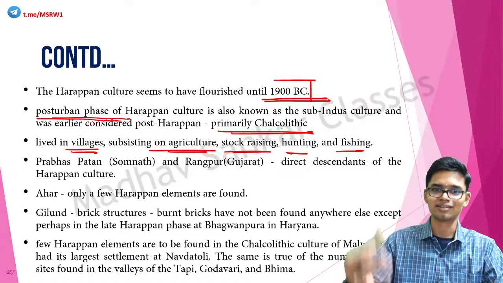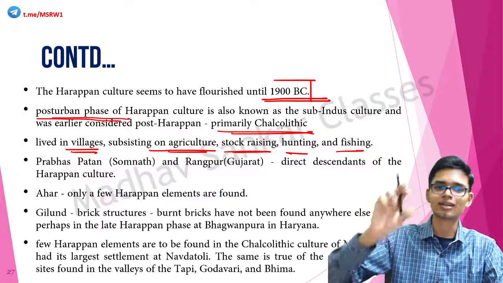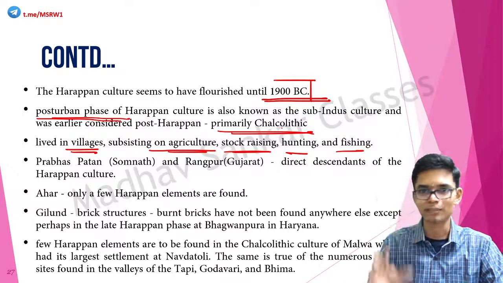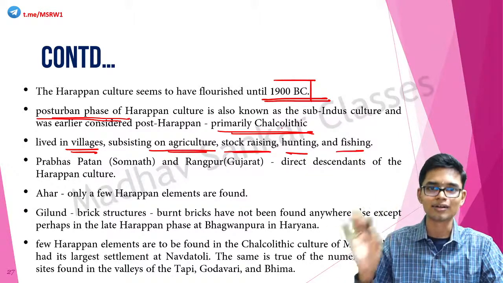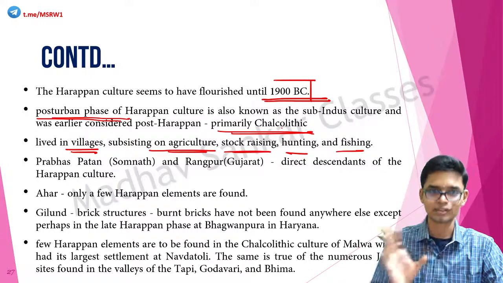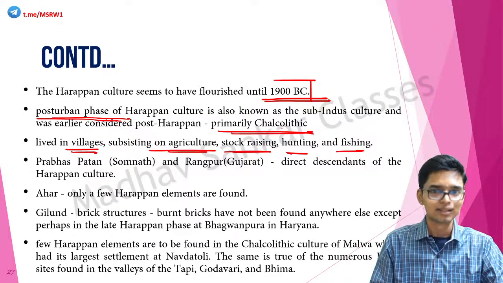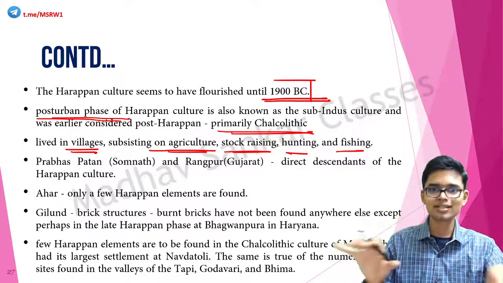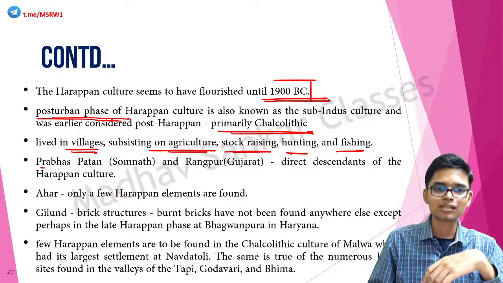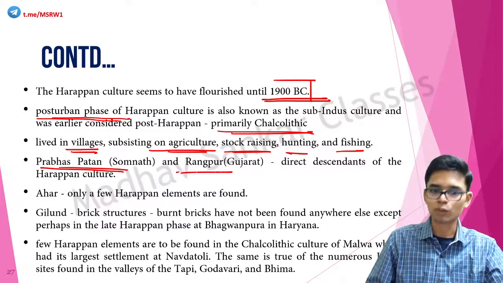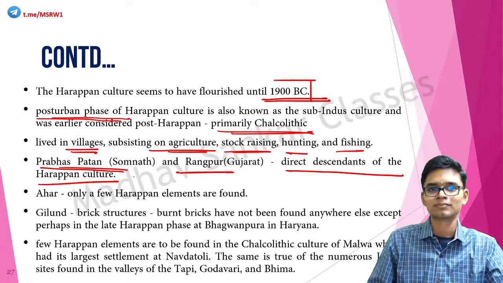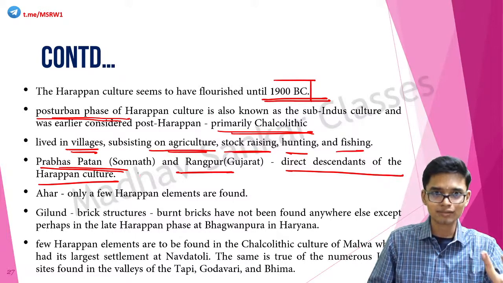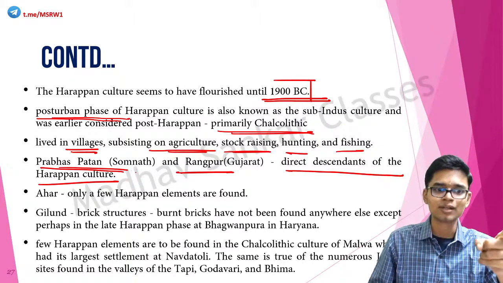We have typical Chalcolithic character observed in post-urban Harappan societies. Clear? But there have been some descendants of the major Harappan society in certain parts of the country. For example, Prabhas Patan in Somnath and Rangpur, both in Gujarat. In these areas, we find direct descendants of the Harappan culture. Here we see direct descendants of Harappan culture. Ahar is actually a place in Rajasthan. We saw this yesterday.